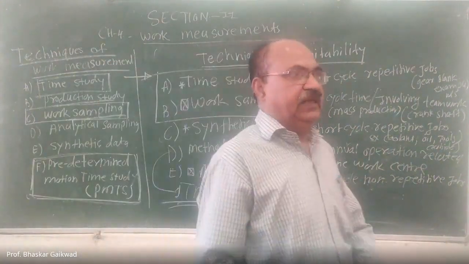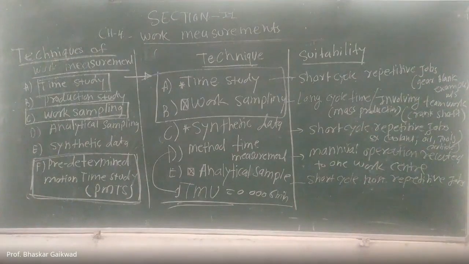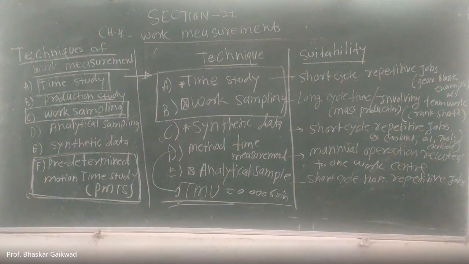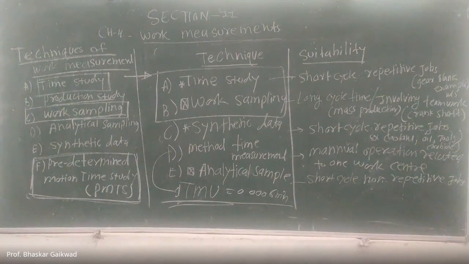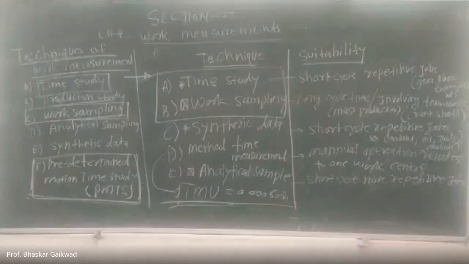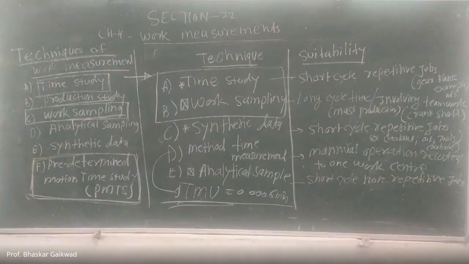So what is that TMU? TMU means time measurement unit, and one TMU is equal to 0.0006 minutes. So for methods time measurements we require this unit. For analytical methods and work sampling we require minutes. Then for MTM we require TMU.